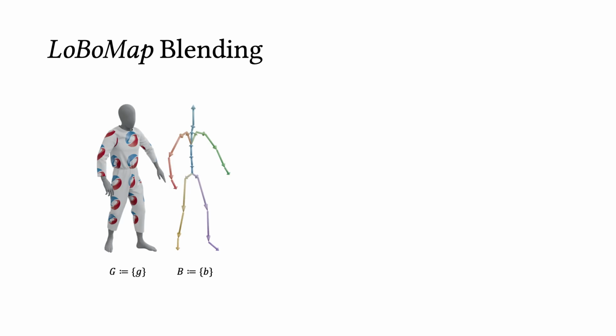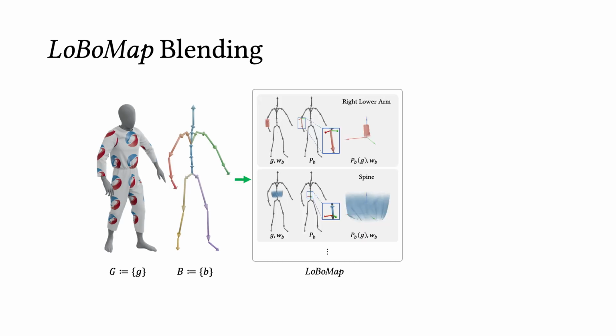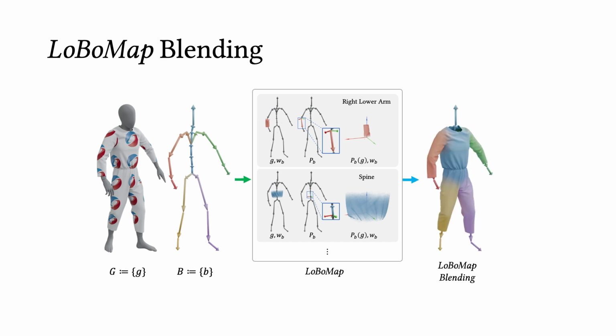We first introduce a new representation for garment geometry, local bone mapping blending. In this representation, we map each garment vertex into bone local coordinates with respect to its influencing bones. We can then reconstruct the garment by blending the corresponding inverse mappings in the target skeleton.